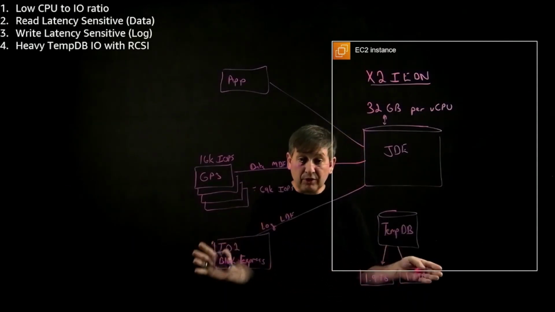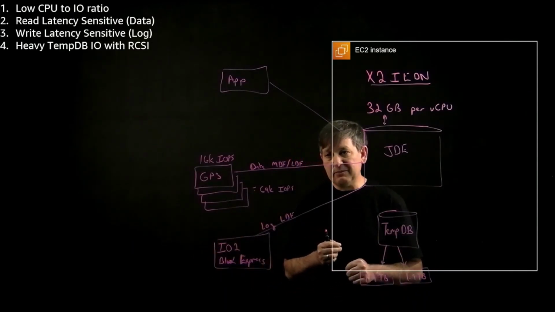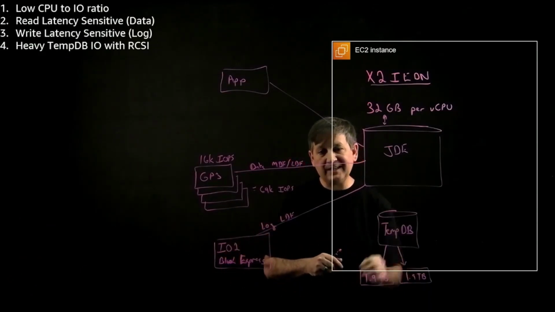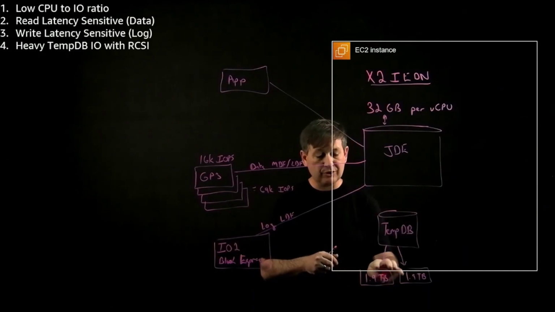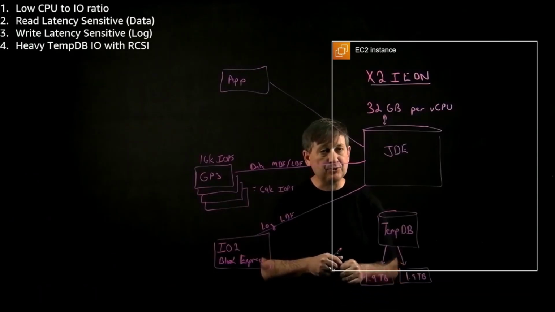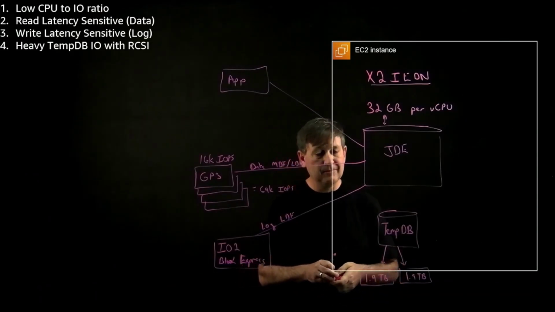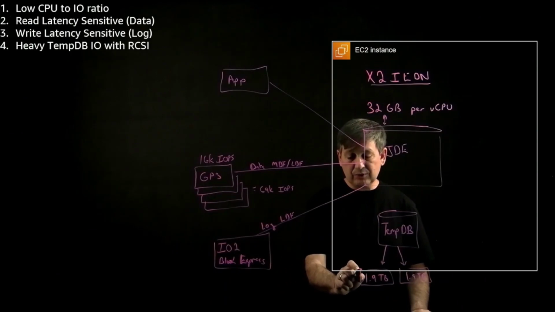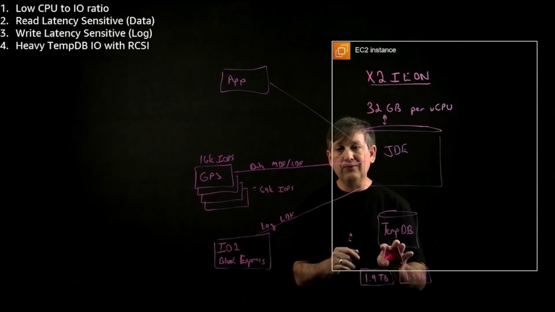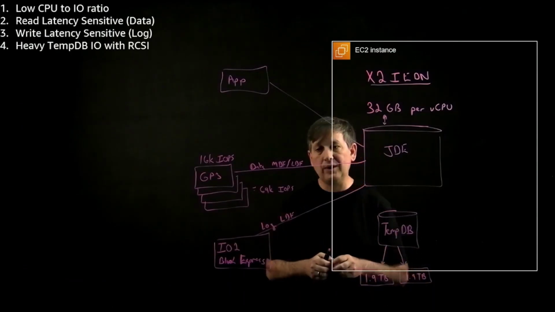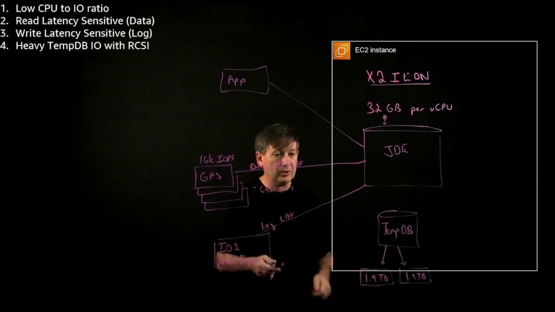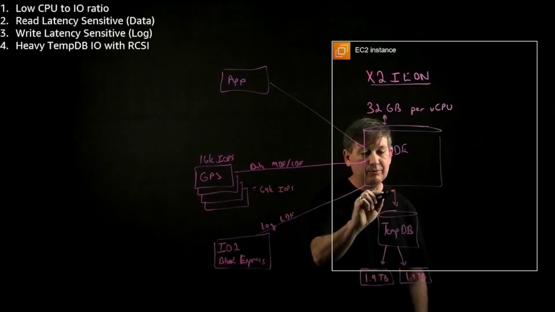That's perfectly acceptable for our TempDB database, because when SQL Server restarts, it recreates this TempDB database with every restart, just like we recreate and repartition these instance stores every time our EC2 instance restarts. These instance stores provide very high IOPS, very low latency, and it very nicely meets the number 4 requirement up here, of the heavy TempDB IO requirements when we have that RCSI enabled.